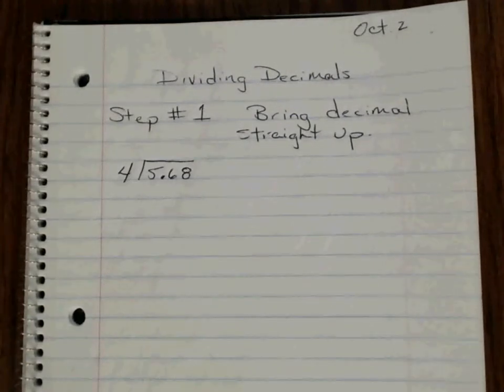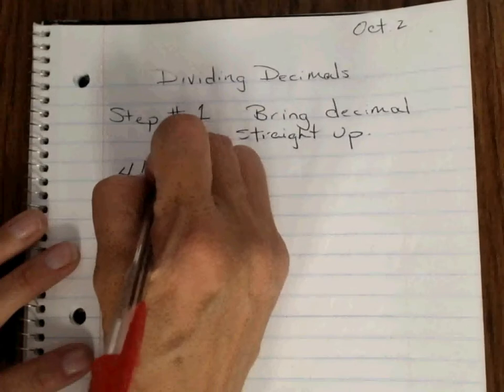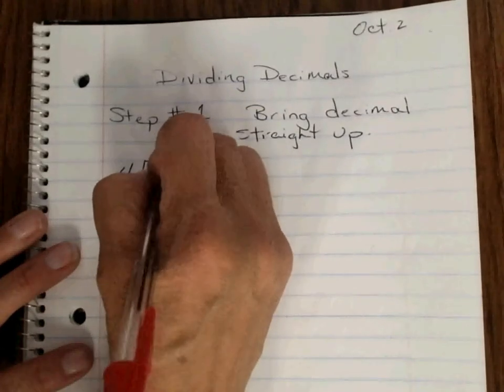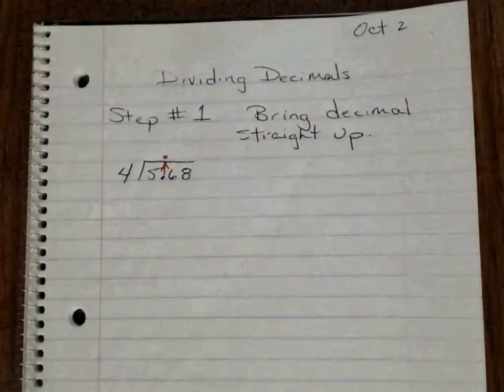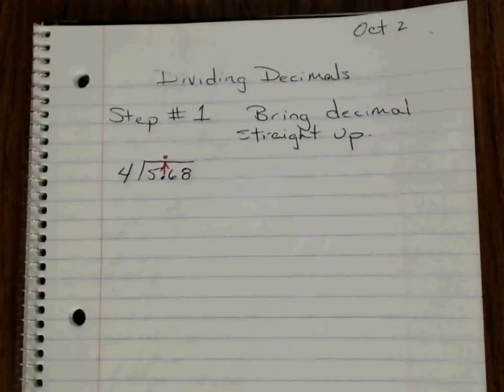I'm going to bring the decimal straight up. That is the first thing I do. I just bring that decimal up before I start solving the problem. Okay, and so that decimal is holding the spot that it's going to go in the quotient.